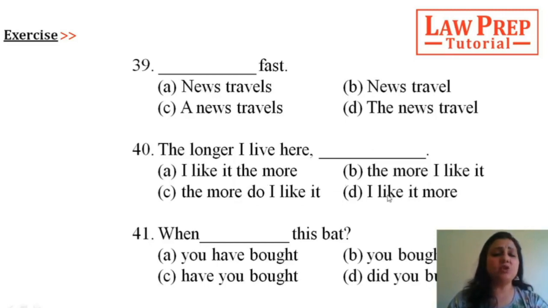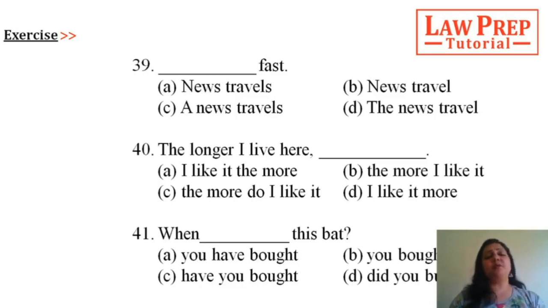We don't have D choice, crossed. I like it the more. The more do I like it. The more I like it. The longer I live here, the more, you are stressing on something. So in that case, the more I like it. Do, does is not required since it's used for a question. The more I live here, the more I like it. The answer is B, Bangalore.